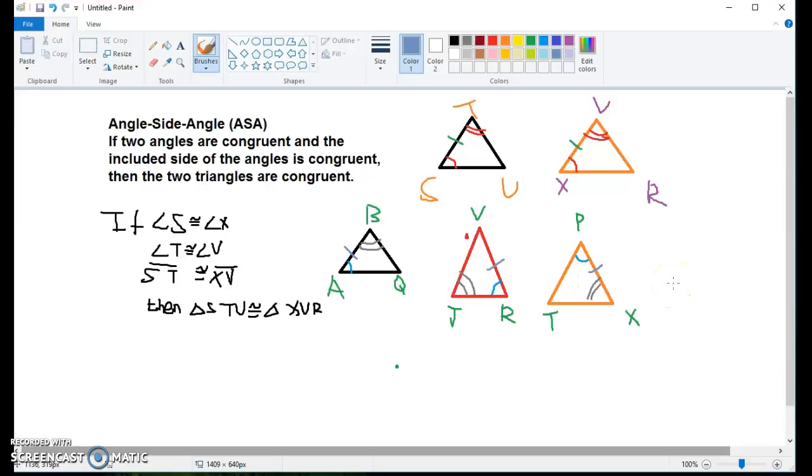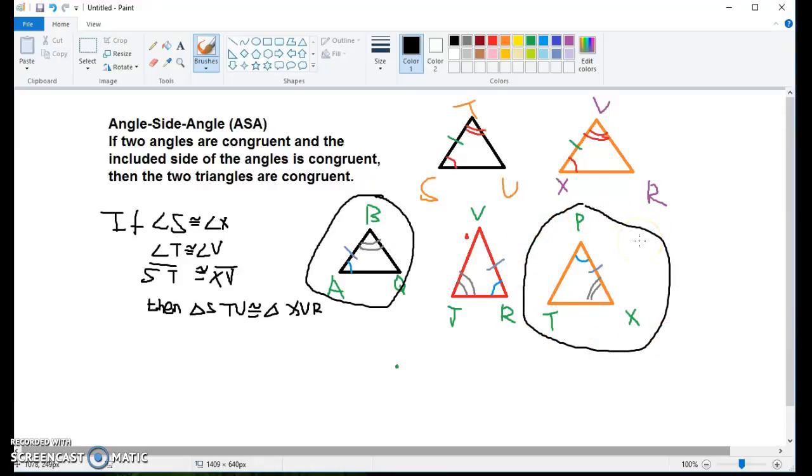Which two triangles can I prove with ASA, angle side angle? Those triangles would be ABQ and PXT. Those are the only two triangles we can do with ASA. This one, we would need to have JR be congruent to PX and AB. Since it's over here, since it's this side here, we cannot use it for ASA. But on our next congruence one, we can use this one when we have an angle, angle, and a side. So this is what we're going to do next. The next one would be angle, angle, side.